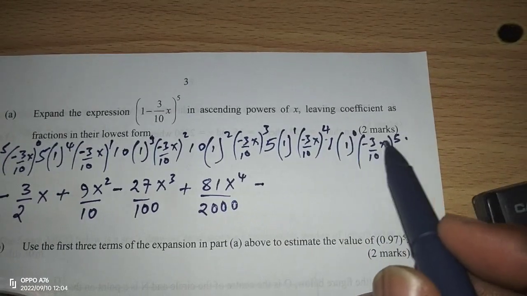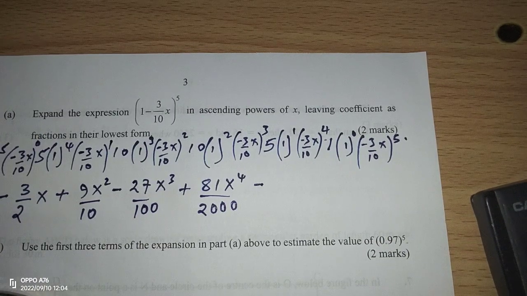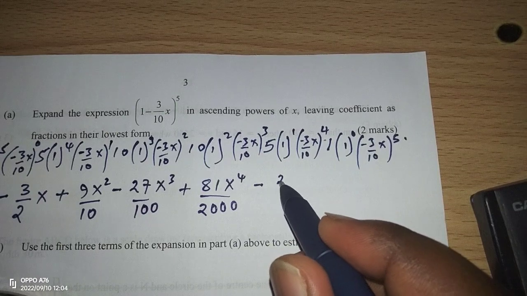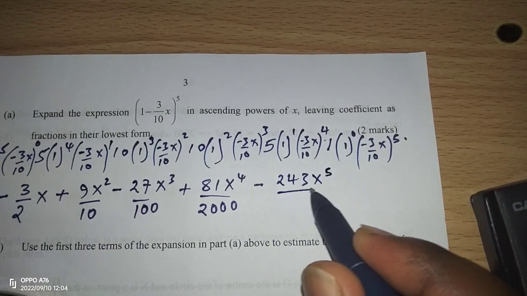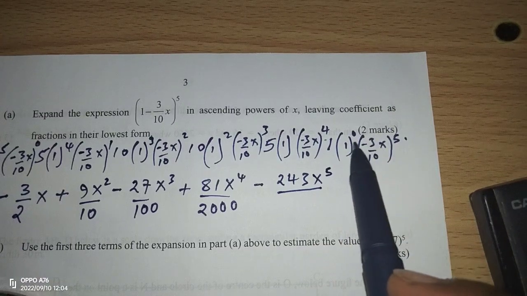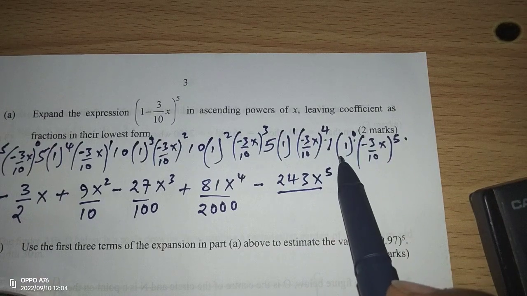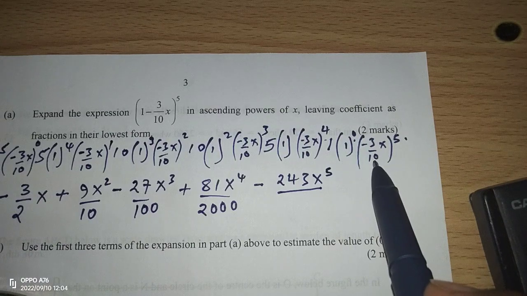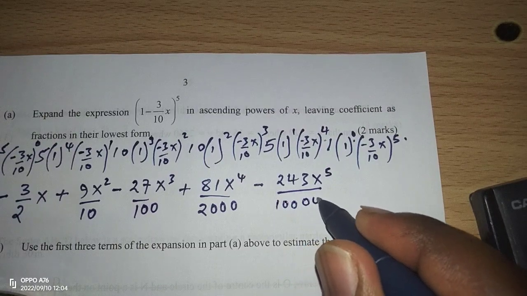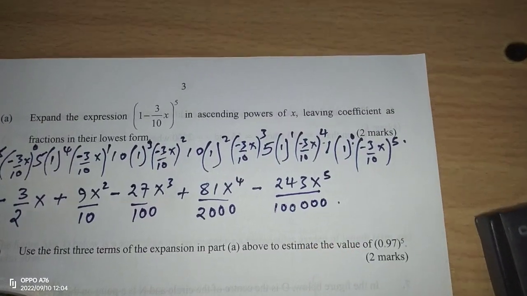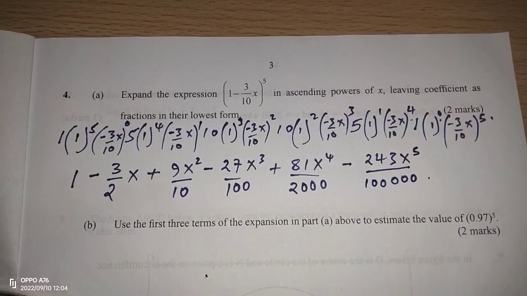In the final one, we shall have 3 power 5 as 243 x power 5. Then we divide by, remember this is just 1, and when 1 is raised to 0, it remains 1. But now we have 10 power 5, so this is going to be 100,000. So this will be the expansion, and the fractions are in their simplest form.